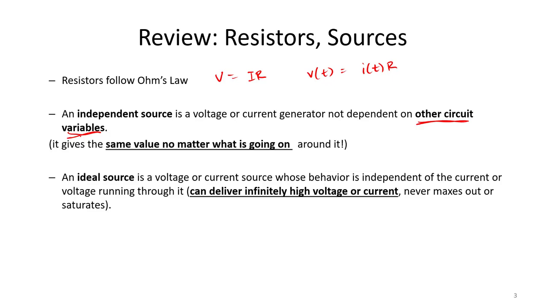We also talked about ideal sources. Ideal sources are voltage and current sources where their behavior does not depend on how much voltage or current is running through it. What we mean here is that these sources can deliver infinitely high voltage or current. They never run out of energy. They never saturate. Of course, in real life, no source is truly ideal. Later on, we'll talk about approximations and other models we use for real sources.